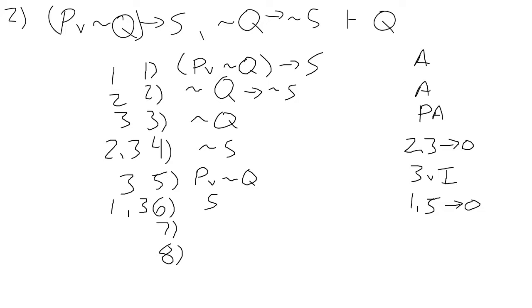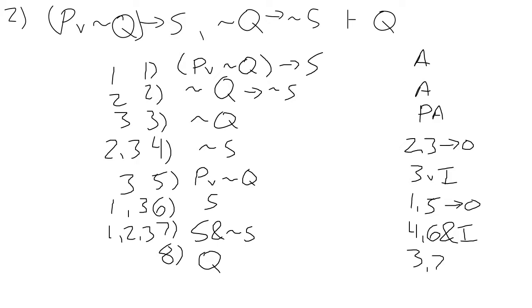Then we can build our contradiction, doing S and not S, from 4 and 6, ampersand in. And then we want to look at our PA. Our PA was tilde Q. We've got a contradiction. The contradiction depends upon that PA. So we can tilde out to do 3 and 7, tilde out. 1, 2, and 3. 3 will drop out once we do the tilde out rule. So that is problem 2.